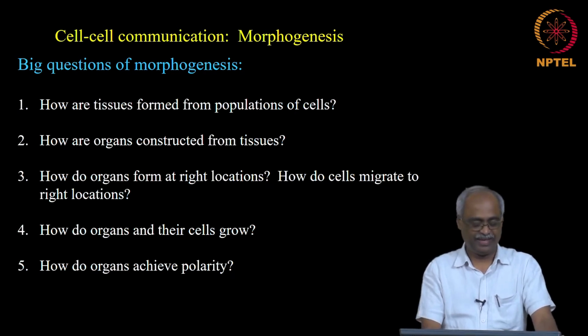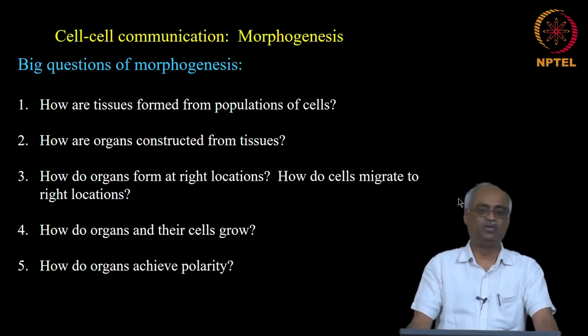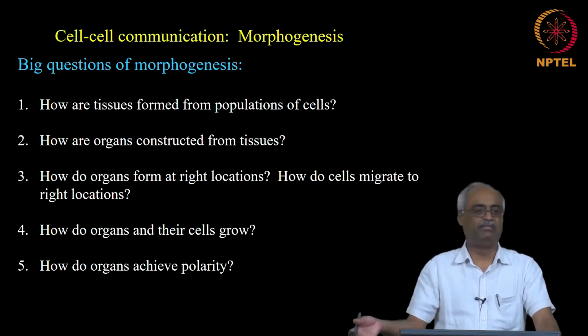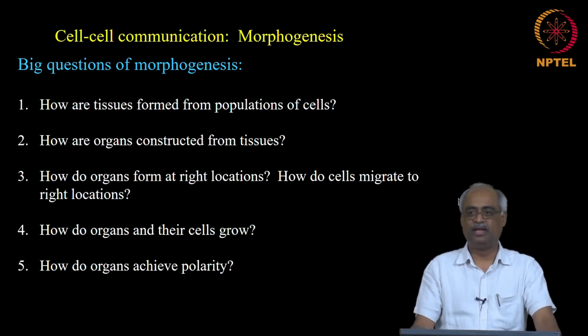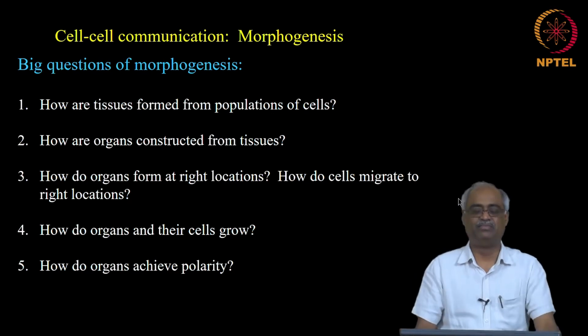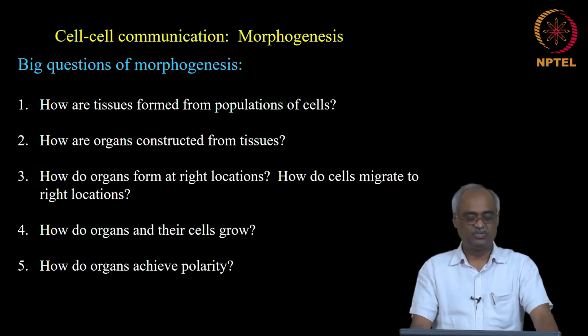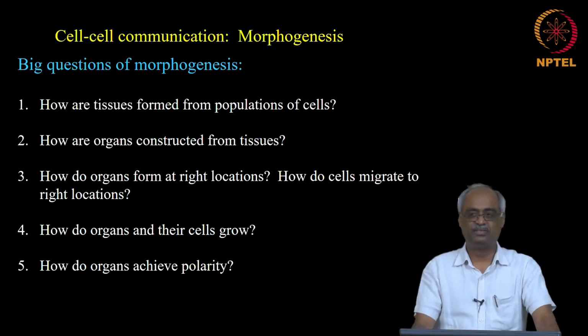So, how does that happen? Organs do have polarity. From a limb bud, your hand does not grow and fingers are formed anywhere in the hand; it has to be at one end. So there is a polarity to the structure. Every organ pretty much has polarity to it. How is that achieved? These are all the questions that come under morphogenesis.